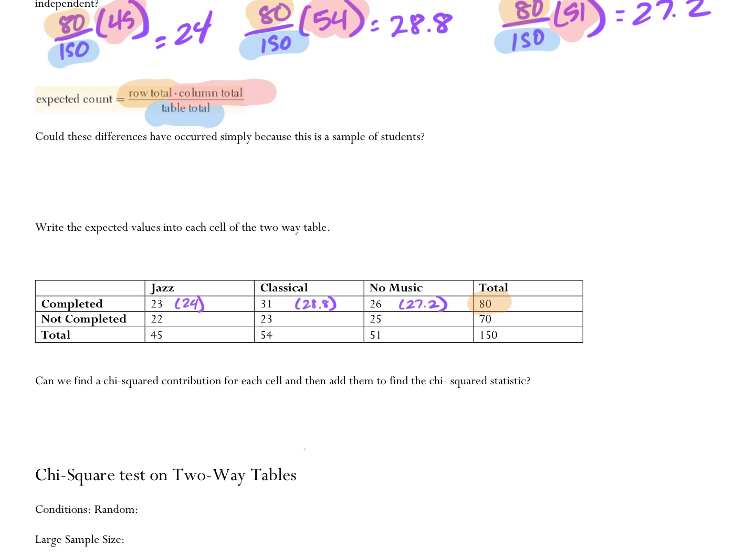For this box, what should I do? First, I'm going to do my row total, 70, times my column total, 54, divided by my table total of 150. And can somebody help me out with what that is?